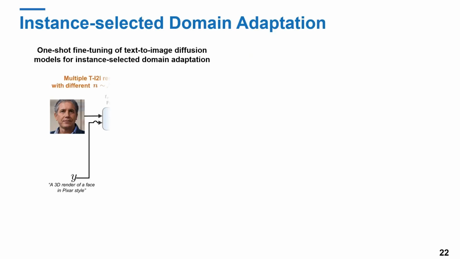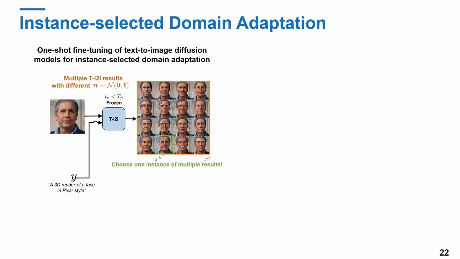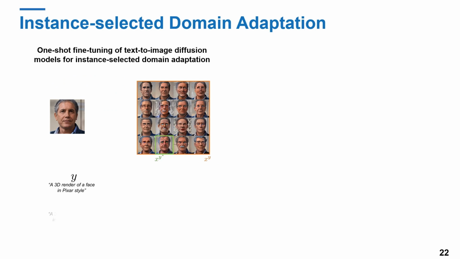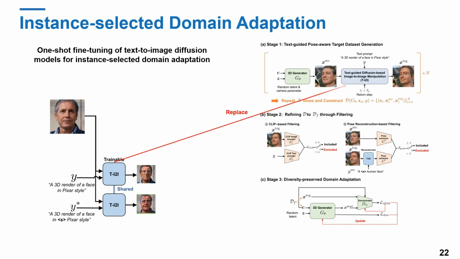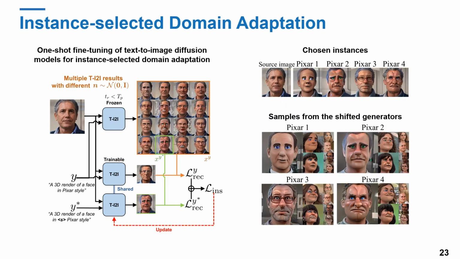To fully enjoy the diversity of the text, we proposed instance-selected domain adaptation that selects one of the diverse styles in each text prompt and adapts the generator on it. First, we fine-tune the text-to-image diffusion on a single selected image, and then we replace the text-to-image diffusion in stage 1 with the fine-tuned text-to-image diffusion, and operate DATID-3D again. As a result, we are able to generate images like the ones on the right, corresponding to various styles of Pixar.